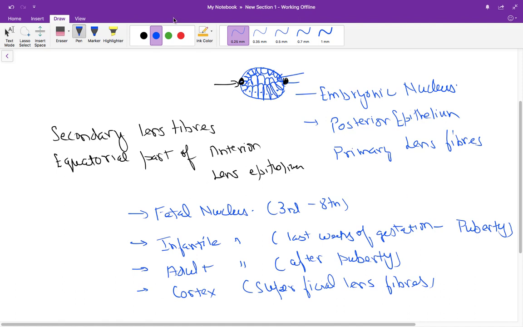Now remember one thing about the lens. Lens is the only organ in the body which increases in size, weight, and volume throughout the life. Now, this is because these equatorial cells are always multiplying. Okay. So these are the basic points that you should remember regarding embryology of the nucleus.